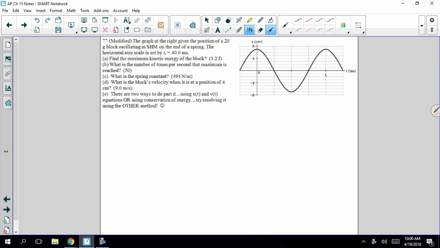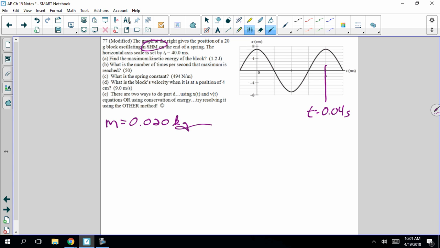It tells us that the mass is 0.020 kilograms. It tells us flat out that it's in simple harmonic motion. It says the horizontal axis on the scale is set by Ts equals 40 milliseconds. So that means the time to get to this point here is 0.04 seconds. Cool? And then part A wants to know the maximum kinetic energy of the block.